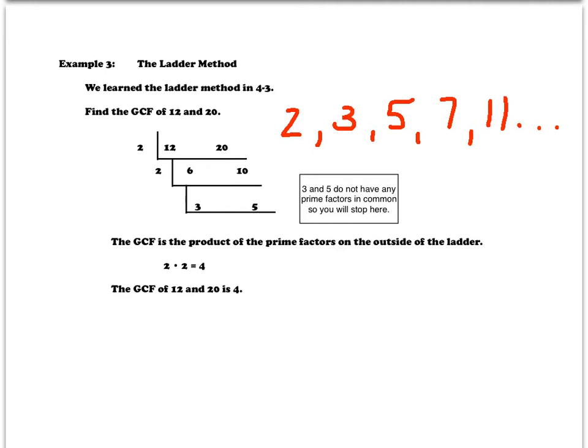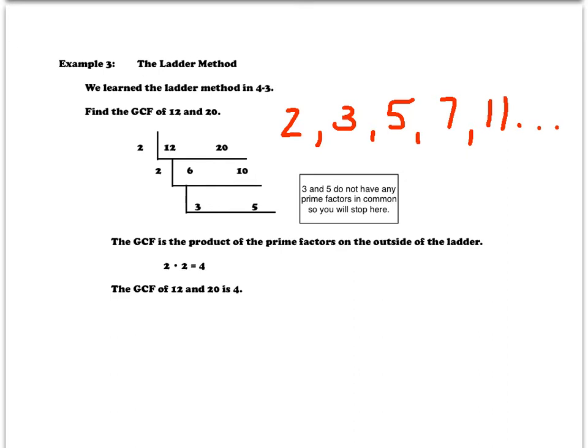12 divided by 2 is 6. 20 divided by 2 is 10. We repeat the process then. Is 6 divisible by 2? Yes. Is 10 divisible by 2? Yes, it is. So we divide both numbers by 2. 6 divided by 2 is 3, and 10 divided by 2 is 5. Once again, we'll look to see if these numbers are divisible by the same prime number. If I look at 3 and 5, both of them are prime numbers, so I know they will not be divisible by the same prime number. 3 and 5 do not have any prime factors in common, so you will stop here.